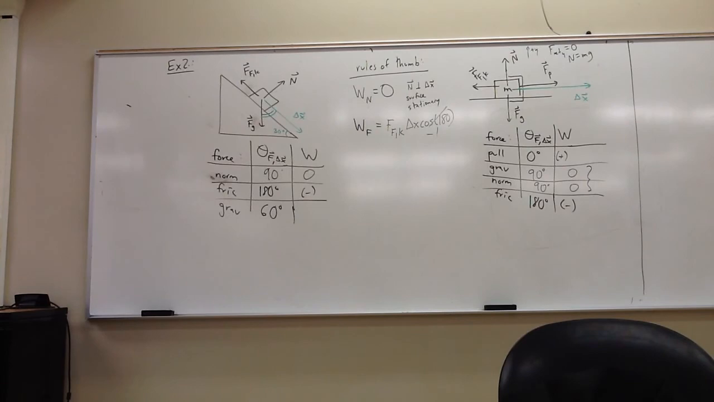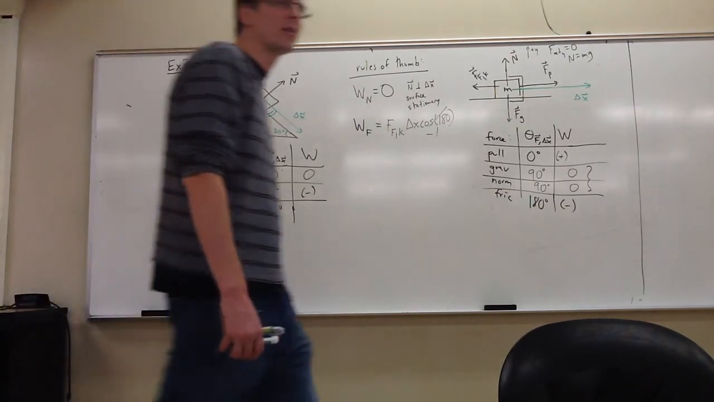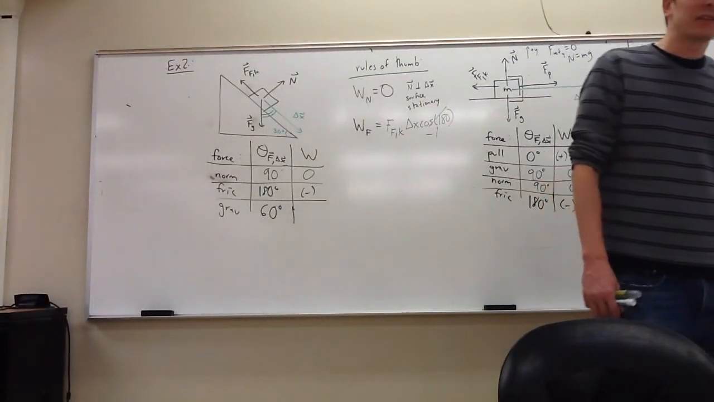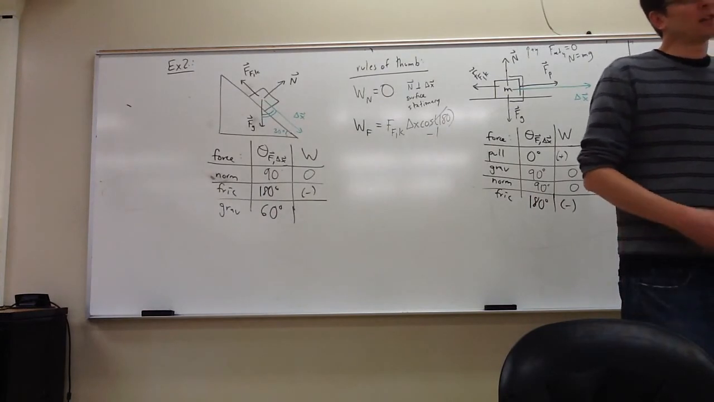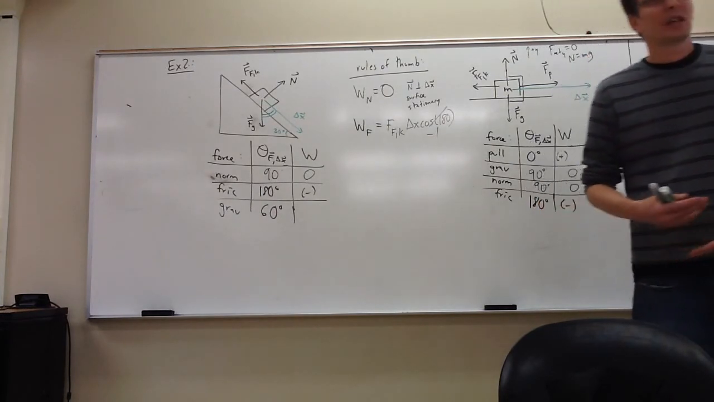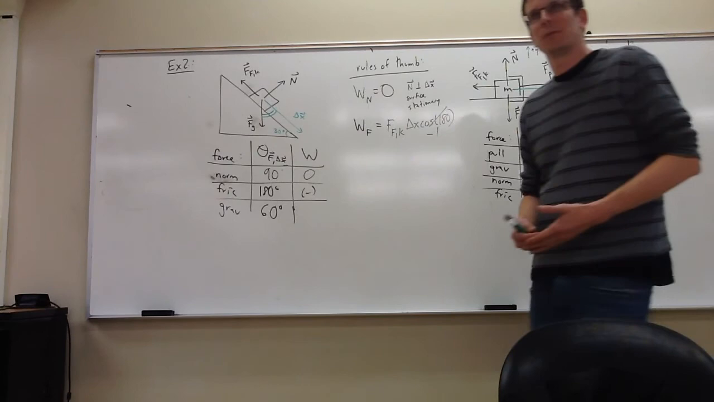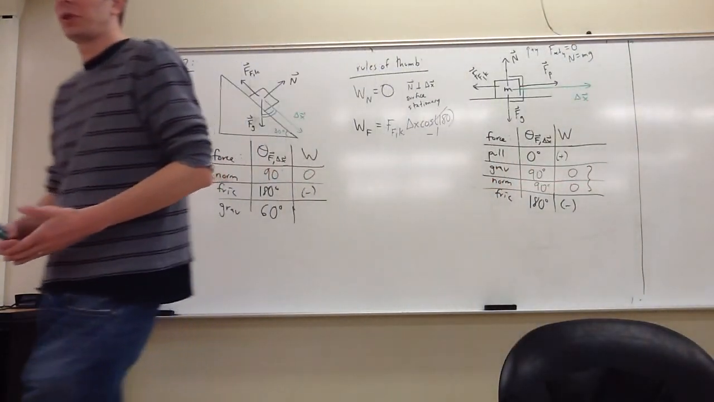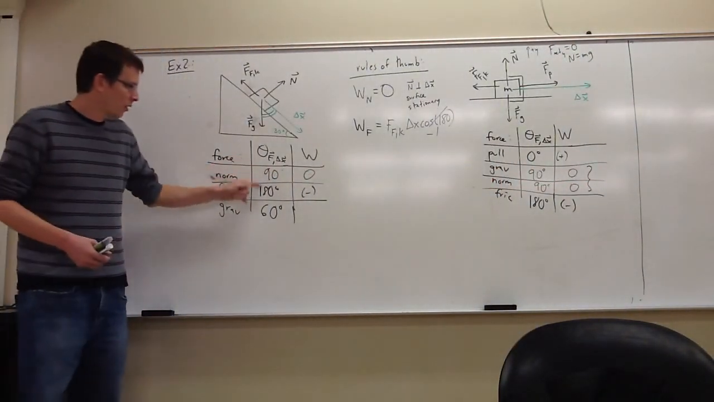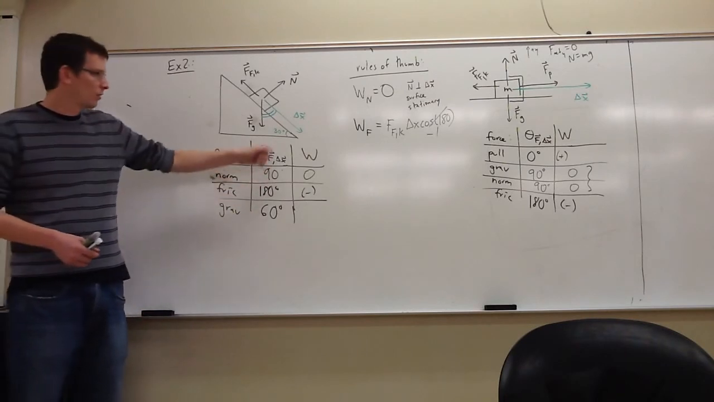Okay? This course isn't about just plugging and chugging. It's about thinking a little bit deeper than that. The angle that goes into the work formula is the angle between the force and displacement when they're placed tail to tail. Okay? None of these are 30 degrees, even though that's the tilt of the incline.